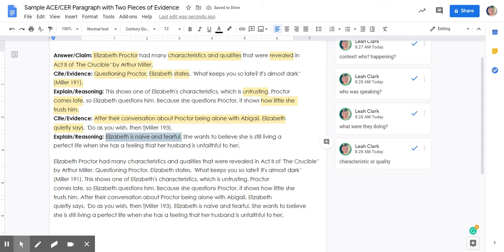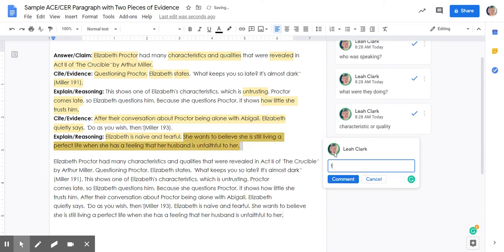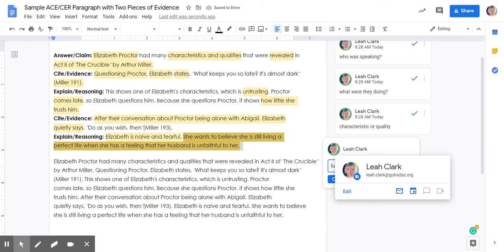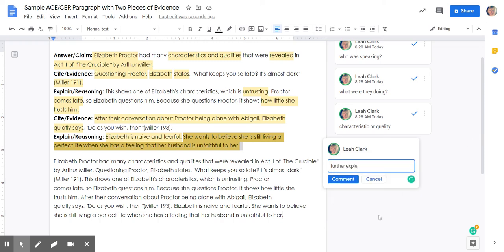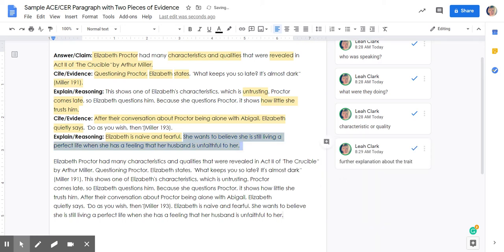Okay, they're not just summarizing the quote. They are specifically telling us, what does that quote reveal? That she's naive and fearful. She wants to believe she is still living a perfect life when she has a feeling that her husband is unfaithful to her. This is beautiful. This is further explanation about the trait, okay, further explanation about the trait.